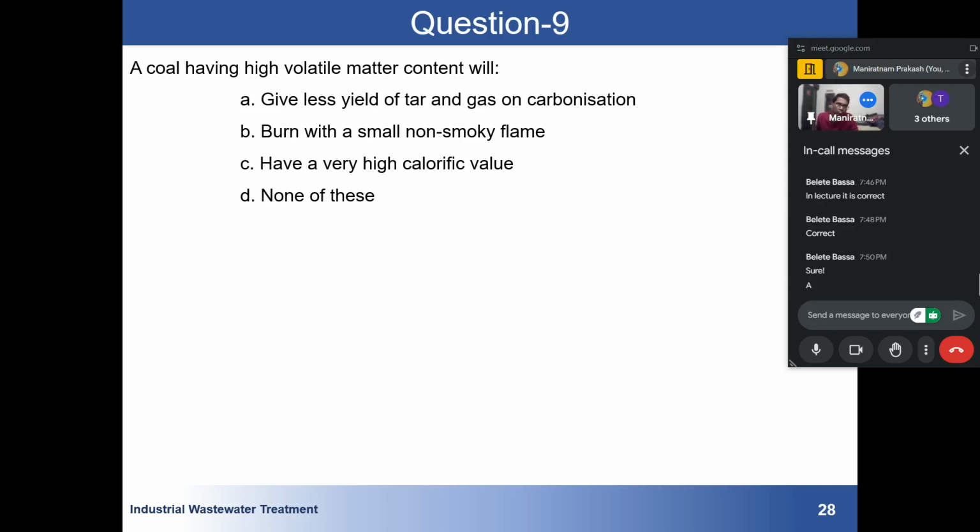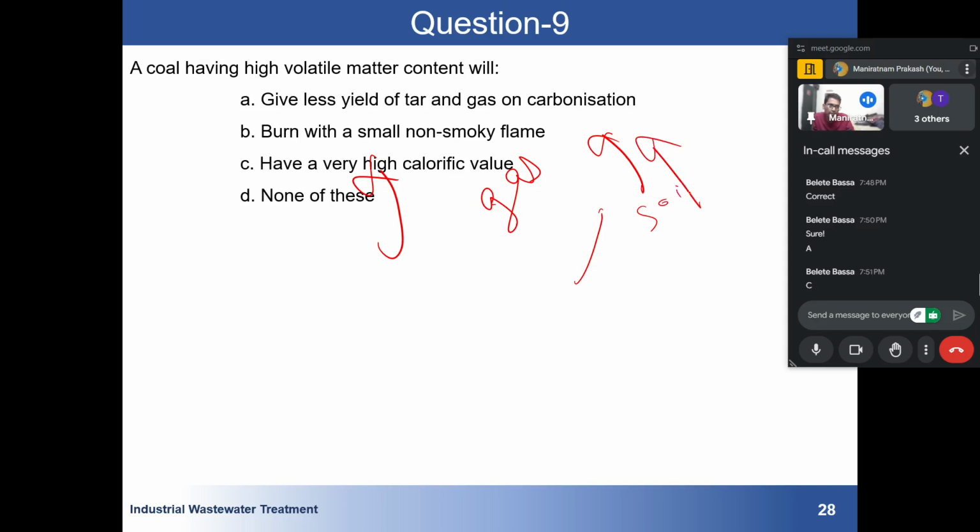If it is high volatile, then it will burn more. So how will it give less yield? High volatile means it can easily turn into gas. If something is solid and it is high volatile, then it will easily turn into gas. Okay, now the answer is C. But neither, these all three are incorrect.